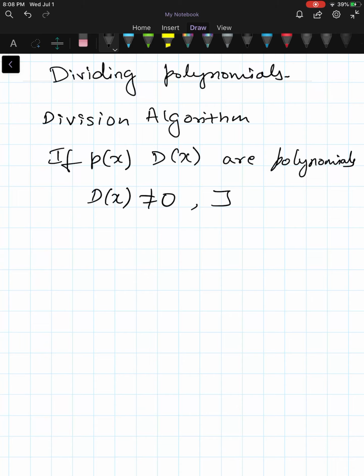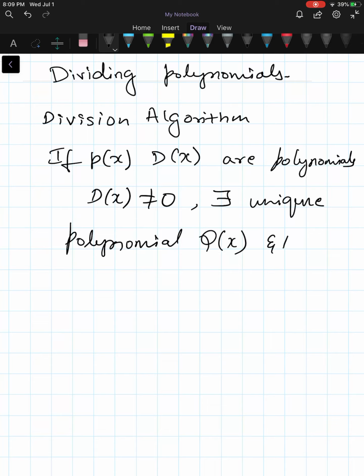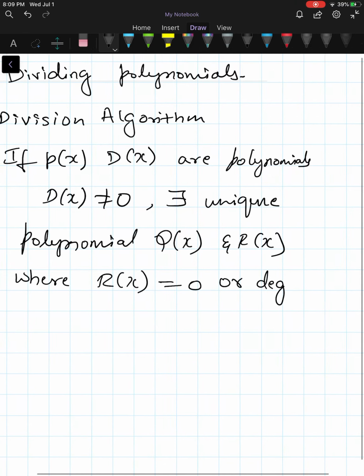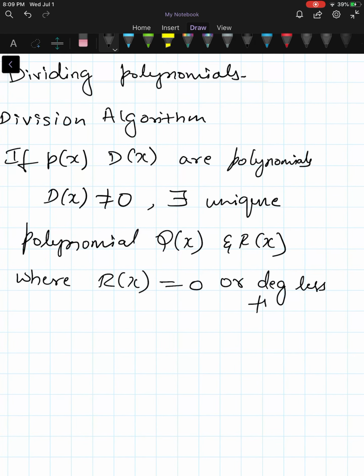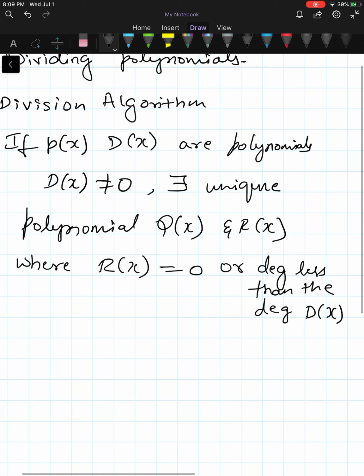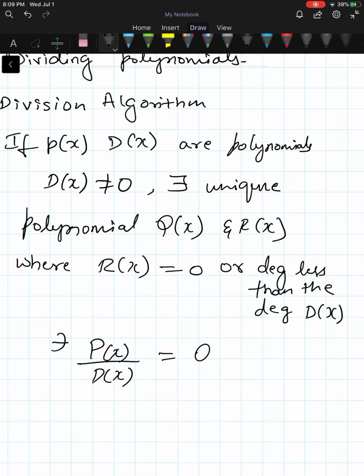Then there exists unique polynomials q of x and r of x, where r of x can be either 0 or it should definitely be of degree less than the degree of d of x, such that if you divide p of x by d of x, you can express that in the form of q of x plus r of x divided by d of x.